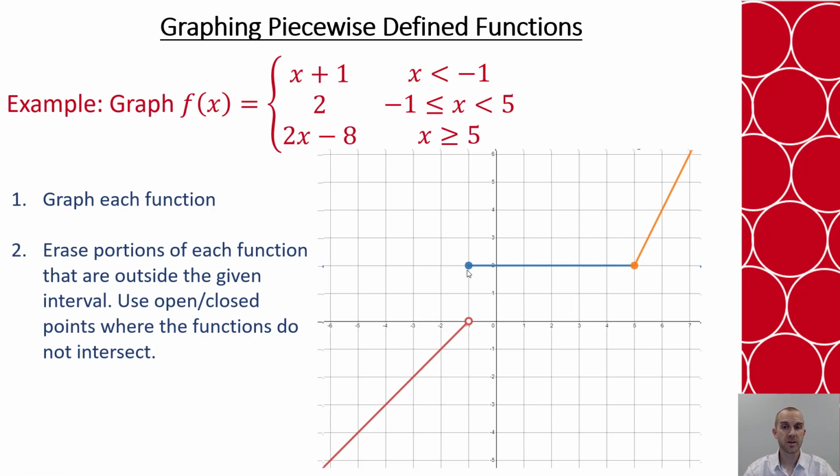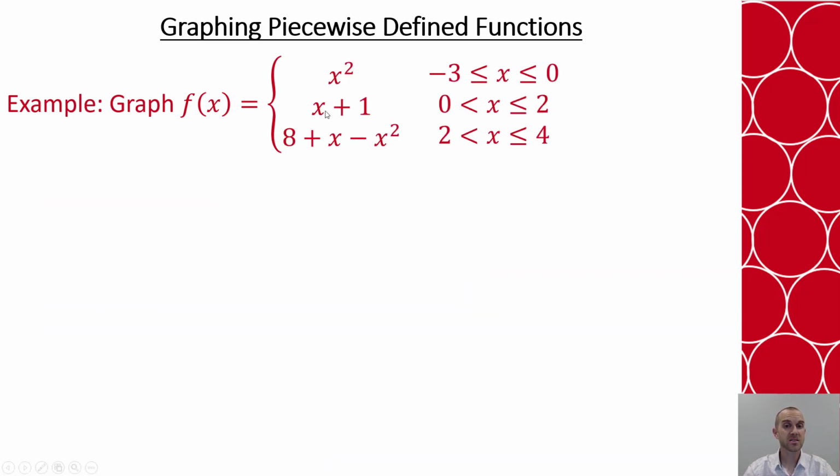Now let's look at one more example. Say we have x squared, x plus 1, and 8 minus x squared. Now this one has very specific definitions of where it is defined. So we have negative 3 is less than or equal to x is less than or equal to 0. 0 is less than x is less than or equal to 2. Then 2 is less than x is less than or equal to 4. So it actually goes only from negative 3 to 4. That's the domain of this piecewise function, which can happen in real-world situations.